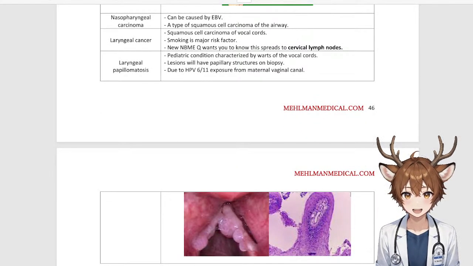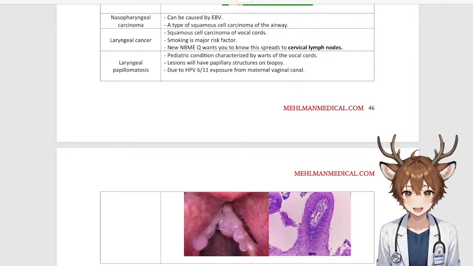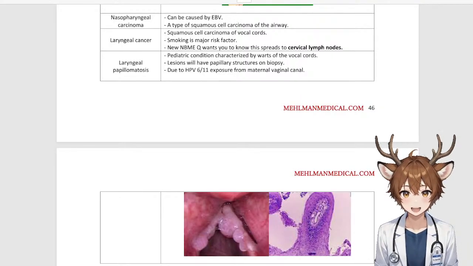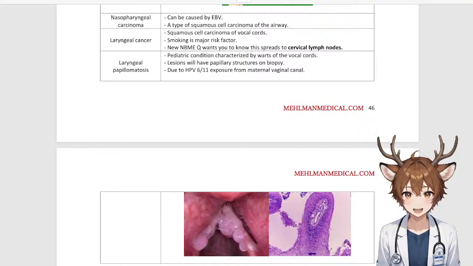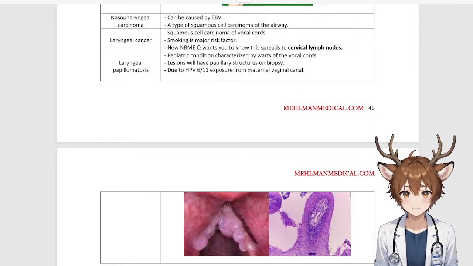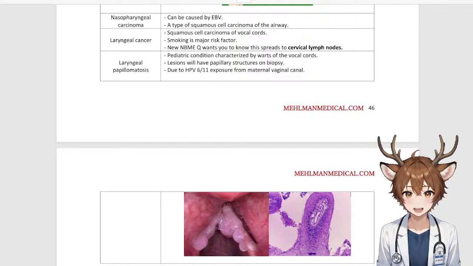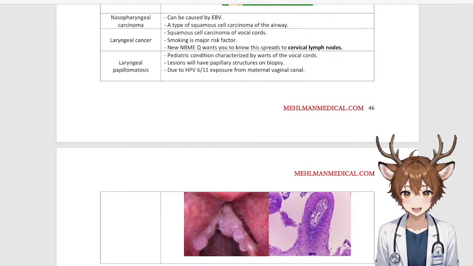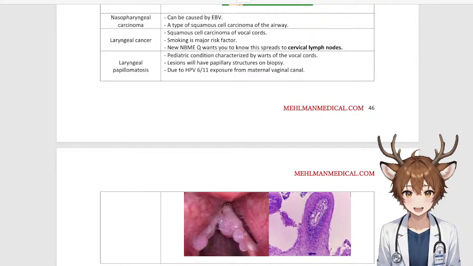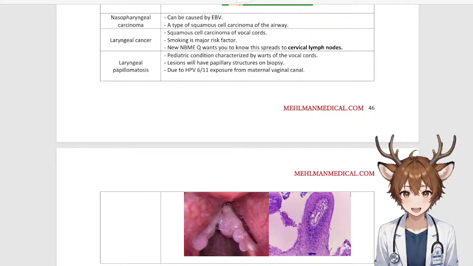Nasopharyngeal carcinoma can be caused by Epstein-Barr virus, a type of squamous cell carcinoma of the airway. Laryngeal cancer, squamous cell carcinoma of the vocal cords. Smoking is a major risk factor. New NBME question wants you to know that this spreads to cervical lymph nodes.